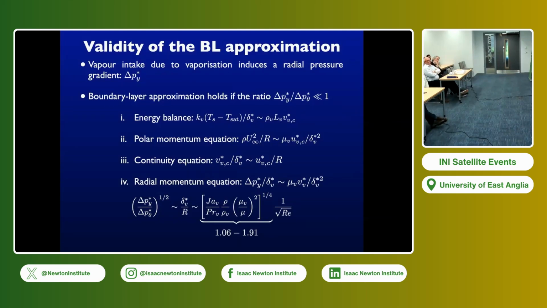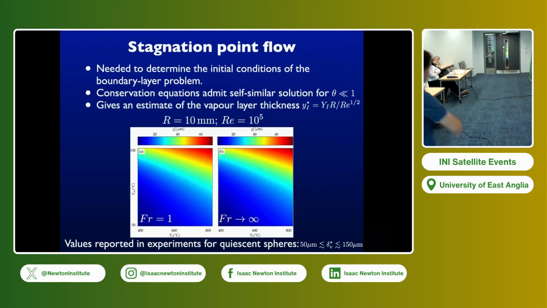So the formulation that we have derived is valid, as the boundary layer approximation is valid, and we still need one thing more to start the numerical integration. These are the initial conditions. Initial conditions come from the analysis of the conservation equations in the forward stagnation point. They can be computed because they admit a self-similar solution for small values of theta. And also, I have to provide a good estimate of the vapor layer thickness.